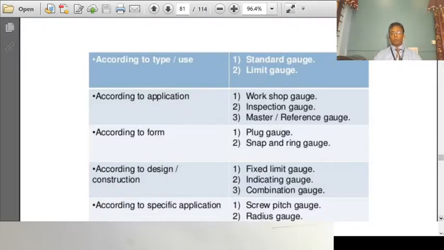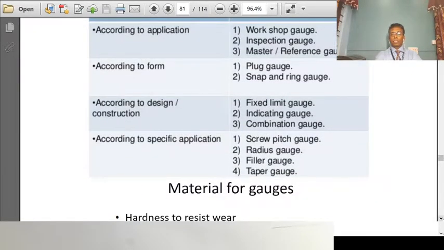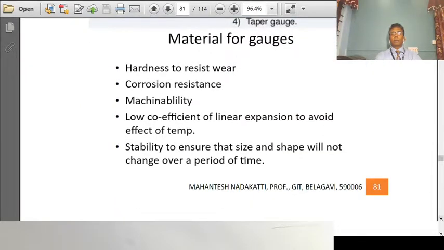According to the form, you have plug gauge, snap gauge, ring gauge. According to the design, you have fixed limit gauge, indicating gauge, combination gauge. Then you have a screw pitch gauge, radius gauge, feeler gauge. It is a feeler gauge. The taper gauge. Then there are different materials used for gauges.